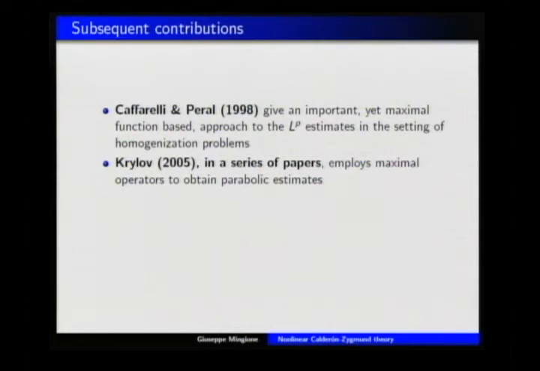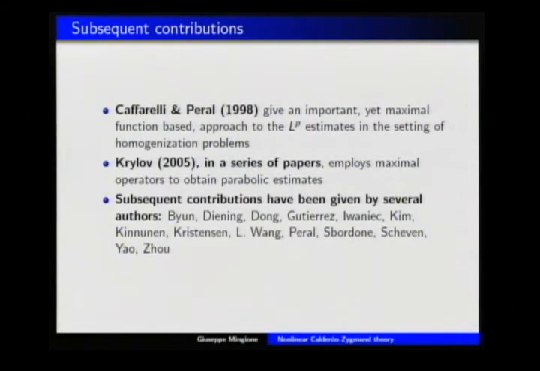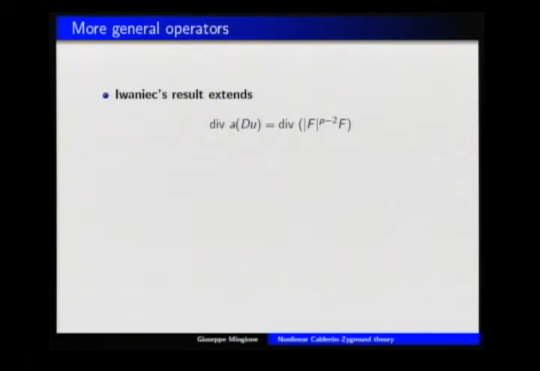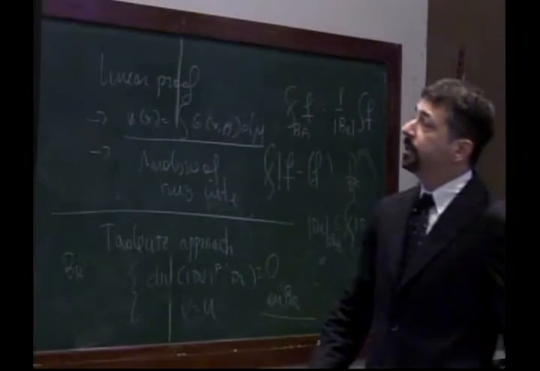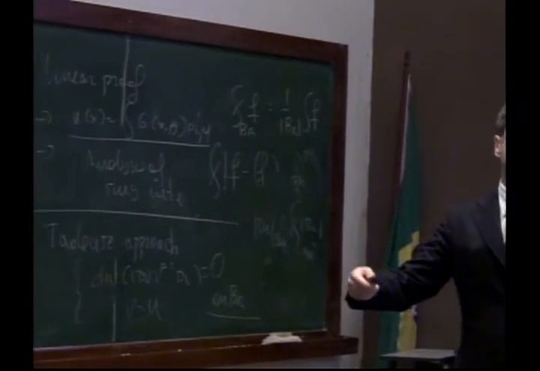Okay, then Krylov, in a series of papers, gives yet another approach, which is closer to the one of Tadeusz. And then there is a sequence of authors who gave contributions: Byun, Dong, Gutierrez, and also other people, including myself. And these are the beginnings. Okay, Iwaniec's result extends to equations of general type, because essentially what you're using of the p-Laplacian operator is the possibility of getting local a priori estimates, and they work. They in fact work for general equations, and you can reprove everything for general equations. The proof goes on verbatim, and the analysis goes under the assumptions I told you before, and there is no problem in that.